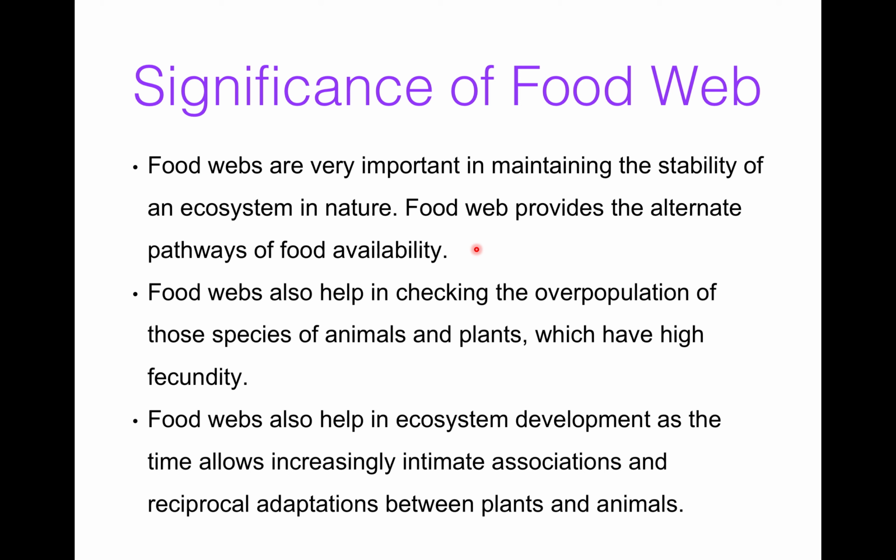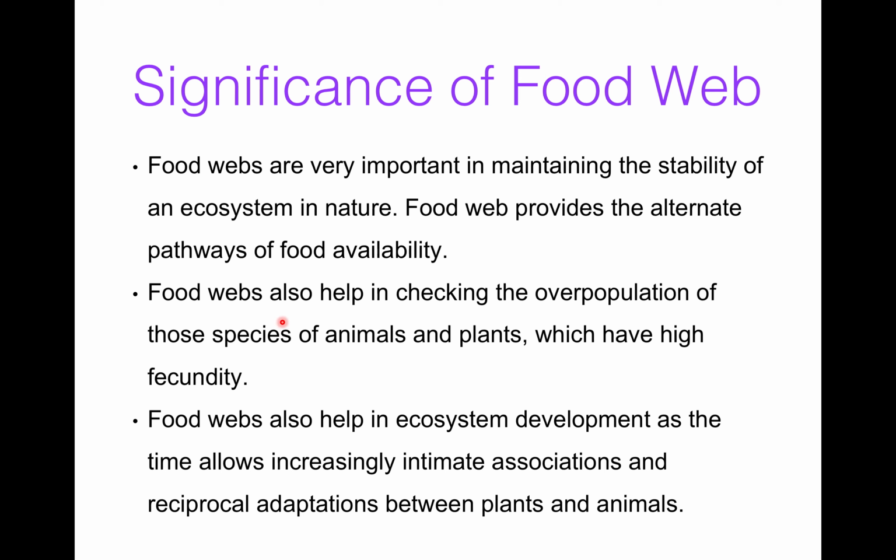As much as food web is complex, that ecosystem is more permanent or stable. Such type of ecosystem cannot be destroyed naturally and it continues for a long time as it is not affected by loss of any organism of any particular trophic level. Greater the number of alternate pathways, more stable is the ecosystem.